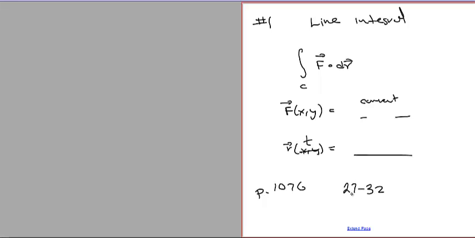It's page 1076, problems 27 through 32. So look at those problems, make sure you know how to solve them. But it's basically rewriting this in terms of t and then integrating from t equals something to t equals something. This whole thing will be a function of t. You'll take the dot product. Okay.